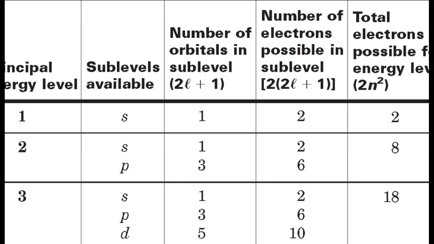So in S, there's only one style, one possibility of room, but P has 3 different room styles. So in building 2, I've got 4 total possibilities for a room. And then in the third energy level, I've got the S and the P, and then I add an additional 5 types of room for D. And this is where we get our 2, our 8, and then the total possible electrons in level 3 is going to be 18.